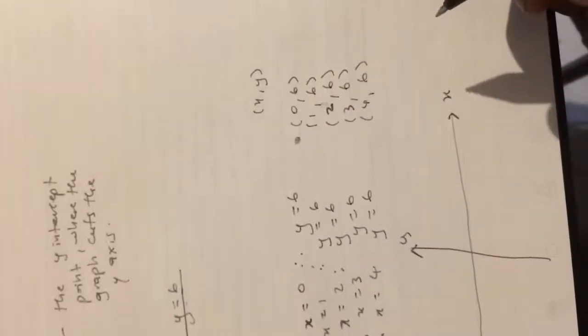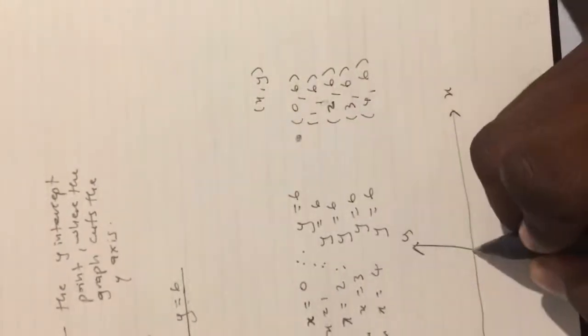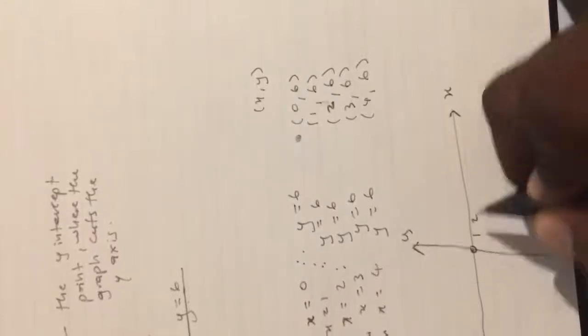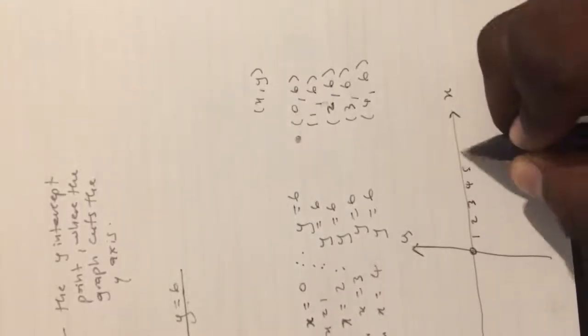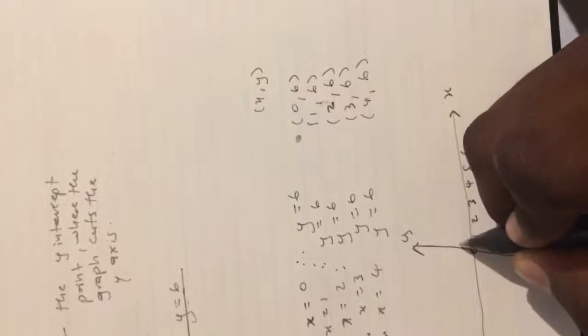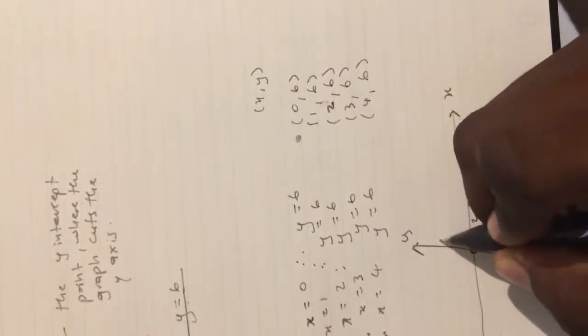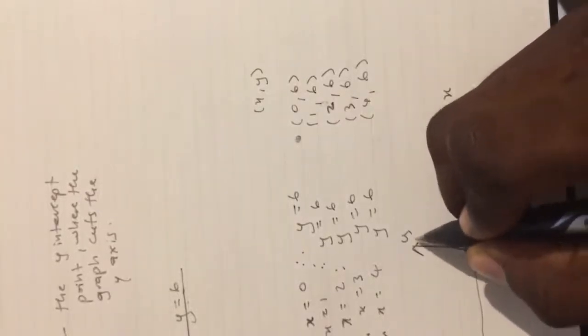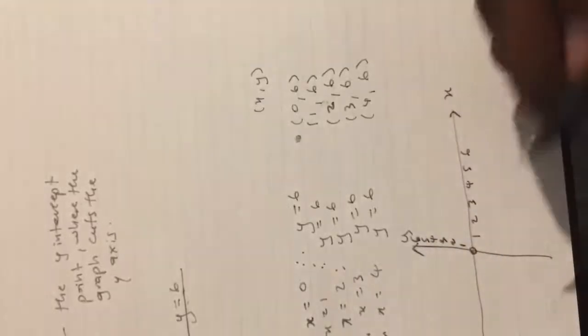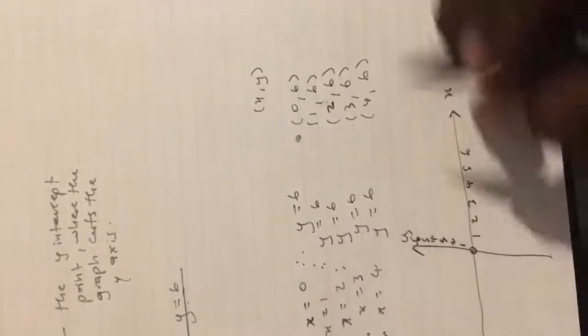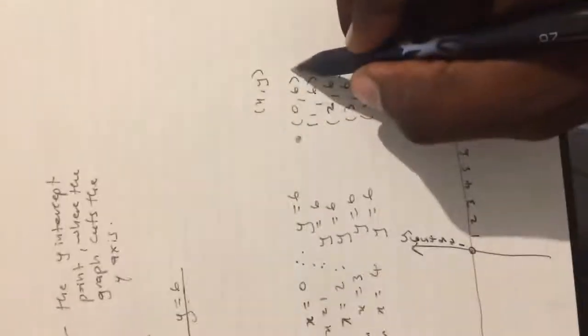So we draw our y-axis and we draw our x-axis. So we're now going to plot the graph. When we plot the graph, we're going to have 0, 6. So let's number our graph. So this is 0, 1, 2, 3, 4, 5, 6. And we have 1, 2, 3, 4, 5, 6.